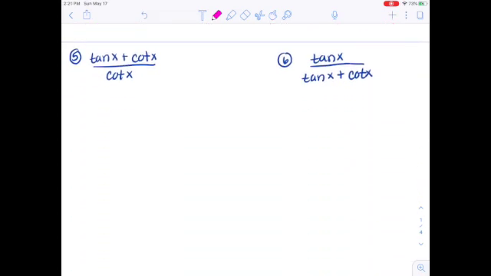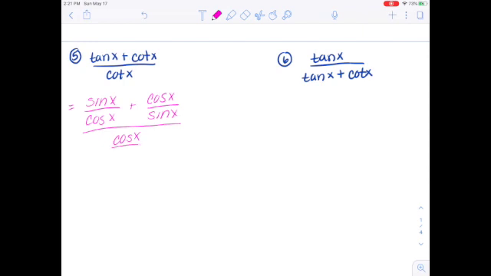Number 5, you've got tangent of x plus cotangent of x over cotangent of x. All right, you guys, this would be illegal. Do not just cancel out that cotangent of x. All right, that would be illegal. I'm going to switch everything to sine and cosine. So we've got sine of x over cosine of x plus cosine of x over sine of x, all divided by cotangent, which is cosine of x over sine of x.